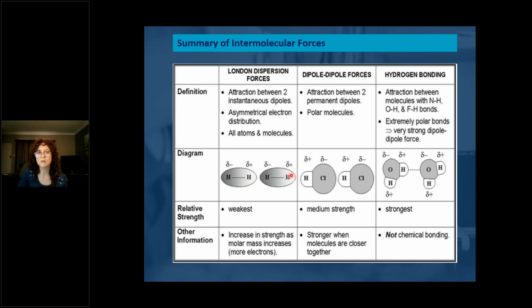So the attraction between the instantaneous dipoles is asymmetrical, and it's in all atoms and molecules. The relative strength is weak, it's the weakest. The other information is that the strength increases as the molar mass increases. This is the information you're going to use.